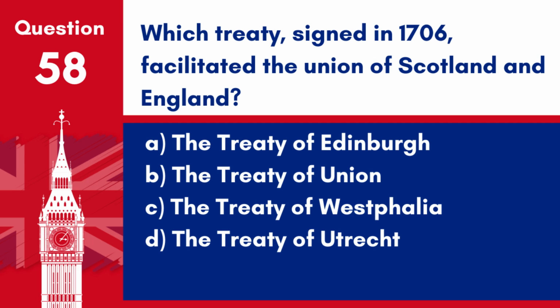Question 58. Which treaty, signed in 1706, facilitated the union of Scotland and England? A. The Treaty of Edinburgh. B. The Treaty of Union. C. The Treaty of Westphalia. D. The Treaty of Utrecht. Answer: B. The Treaty of Union. The Treaty of Union was signed in 1706 and ratified in 1707, leading to the political union of Scotland and England into Great Britain.